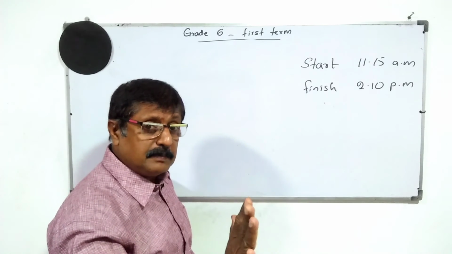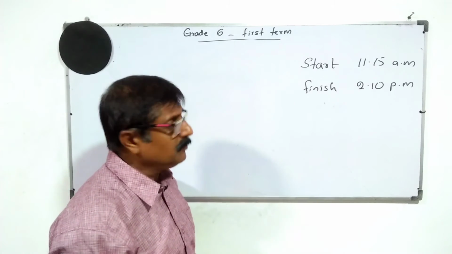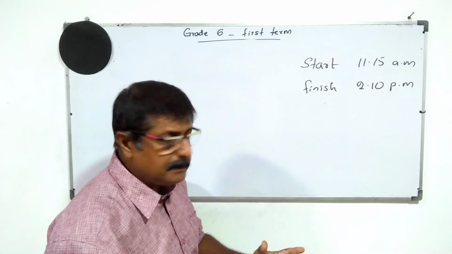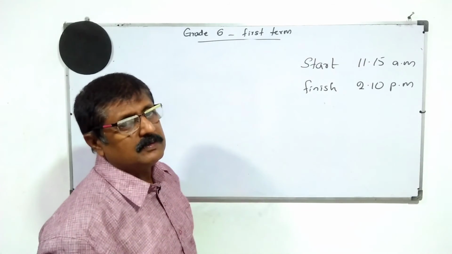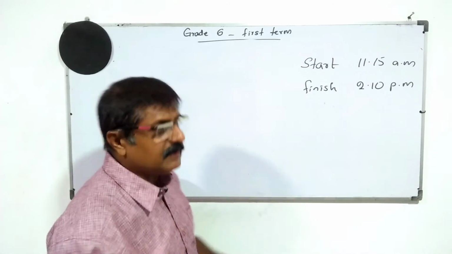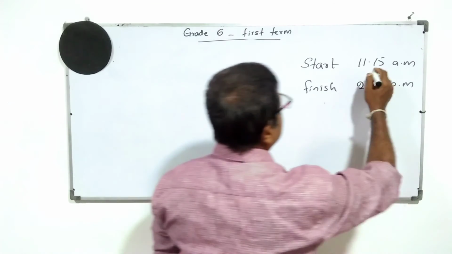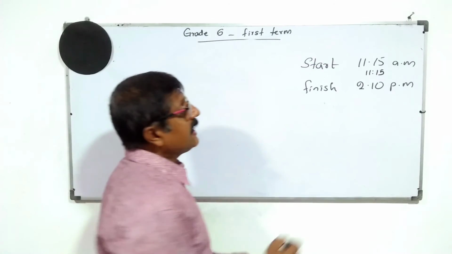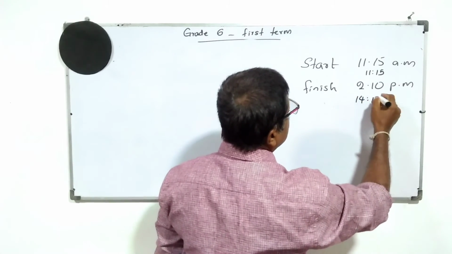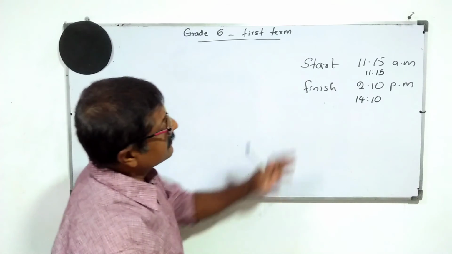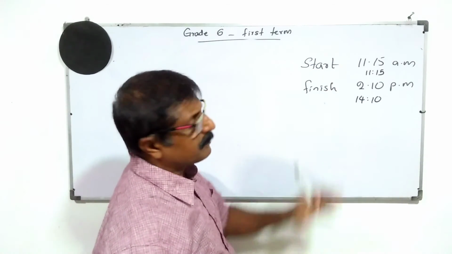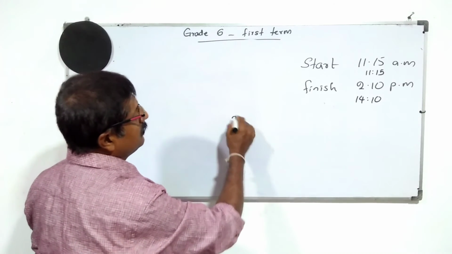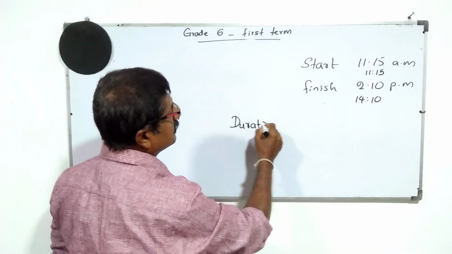Therefore, the most advisable thing, always when you want to calculate a duration or elapsed time, is to convert these times into 24-hour format. Then the starting time is 11:15. The other one is 14:10. Now you can subtract the starting time from the finishing time to get the duration. Then what is the duration?